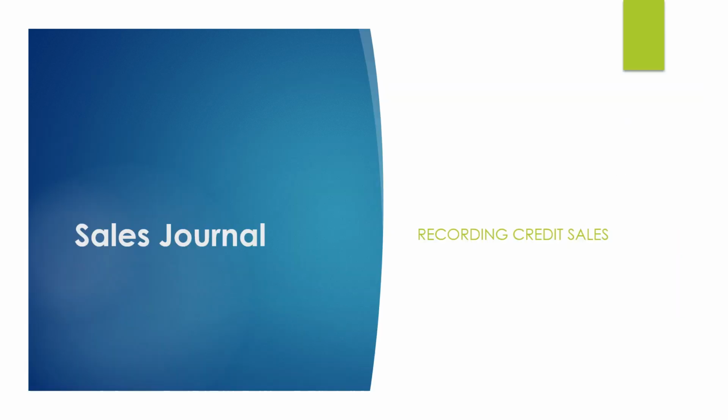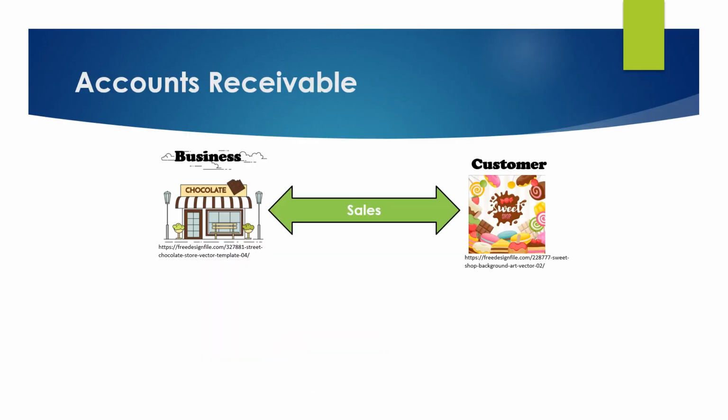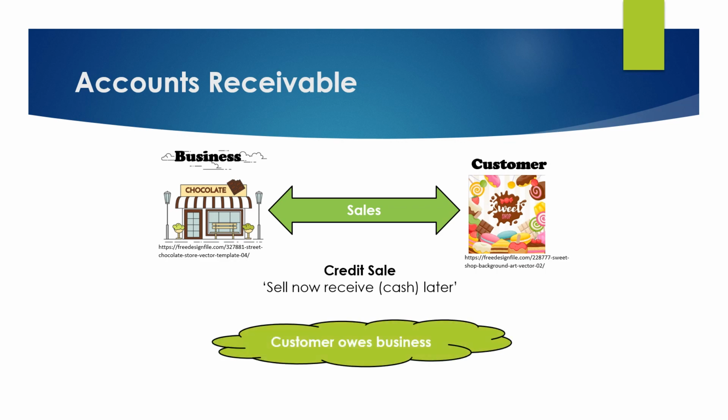Now we're going to look at recording credit sales. When a business sells goods or services to a customer, it can either make a cash sale or credit sale. As we've already discussed cash sales in our previous video, our focus here will be on credit sales, that is sell now but receive cash from the customer later. In this case, the customer will owe the business as a result of this credit sale. In other words, the customer now becomes the accounts receivable to the business.